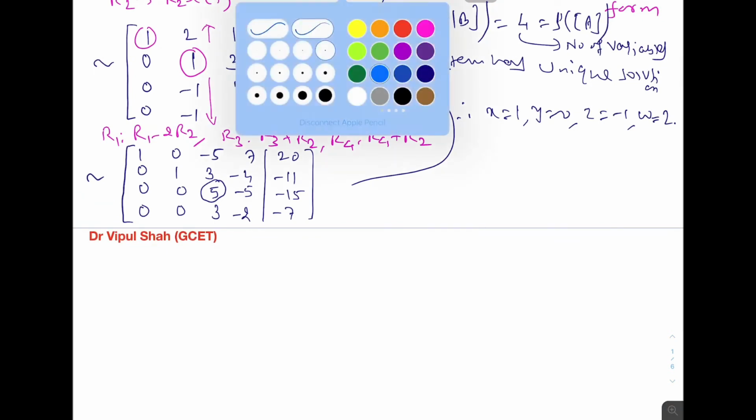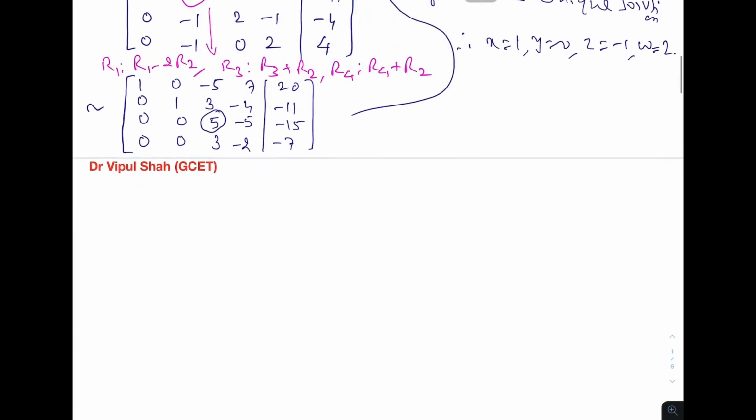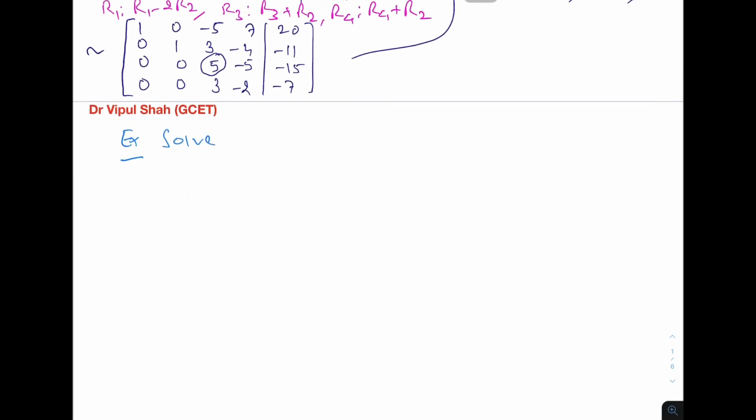Okay. So let us take the next example. Solve by using Gauss-Jordan method.